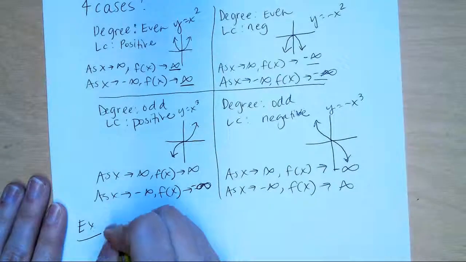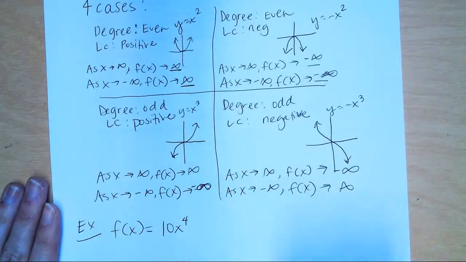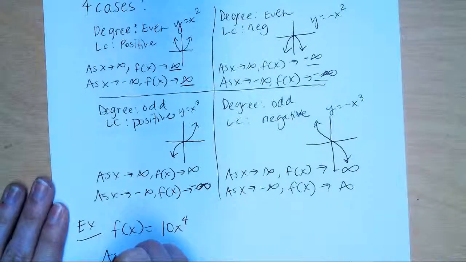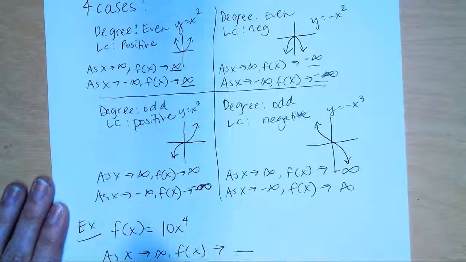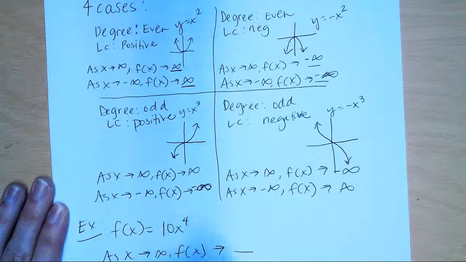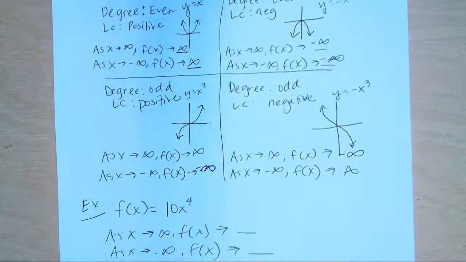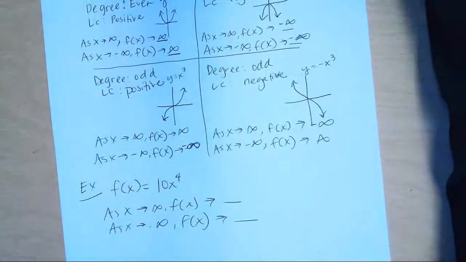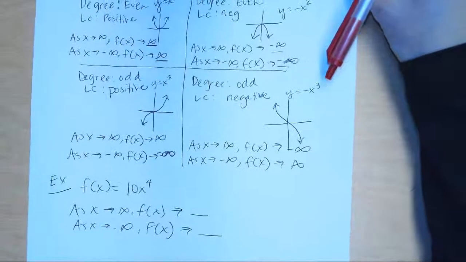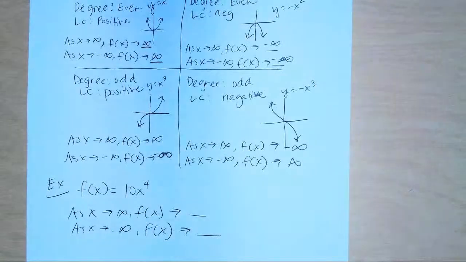Example. f of x equals 10x to the fourth. And I want to complete the statement. As x approaches infinity, f of x approaches what? And as x approaches negative infinity, f of x approaches what? Let me zoom out so we can see all of it. Okay, there's two ways to do this.